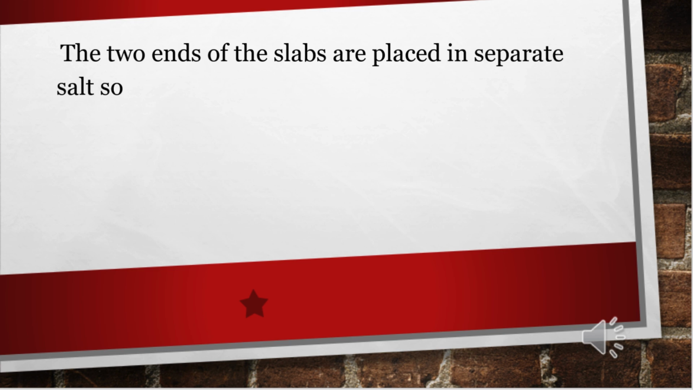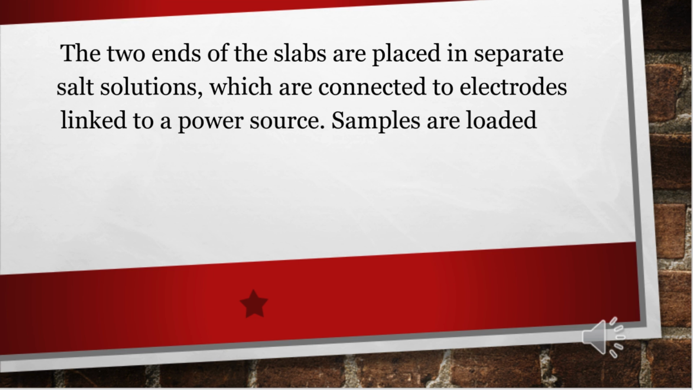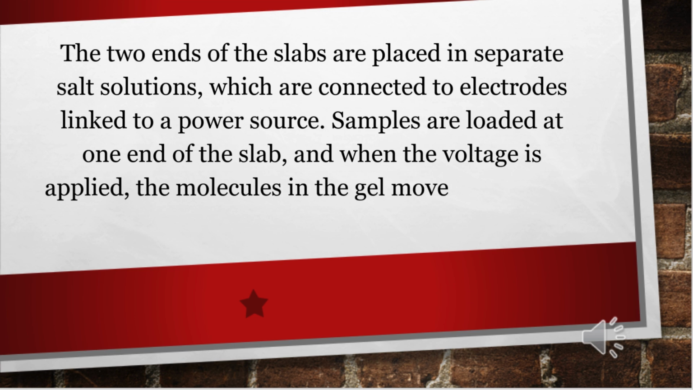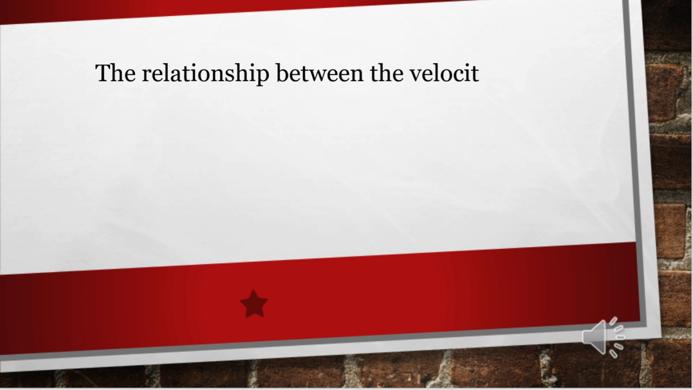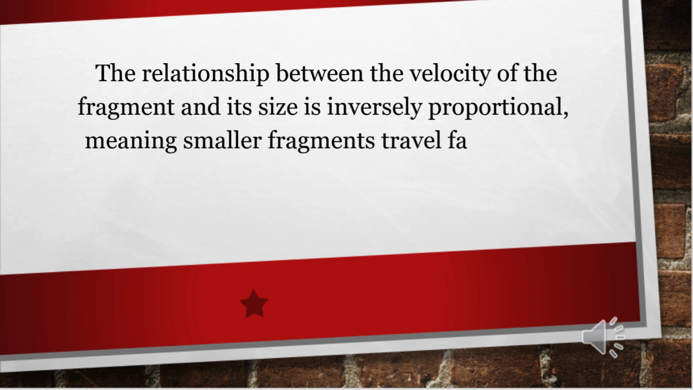The two ends of the slab are placed in separate salt solutions, which are connected to electrodes linked to a power source. Samples are loaded at one end of the slab, and when the voltage is applied, the molecules in the gel move through the electric field. Negatively charged molecules are attracted to the positive pole, while positively charged molecules move toward the negative pole. The relationship between the velocity of the fragment and its size is inversely proportional, meaning smaller fragments travel faster than larger ones.